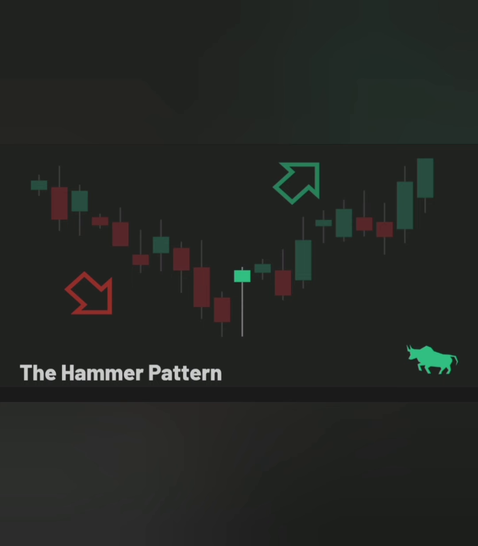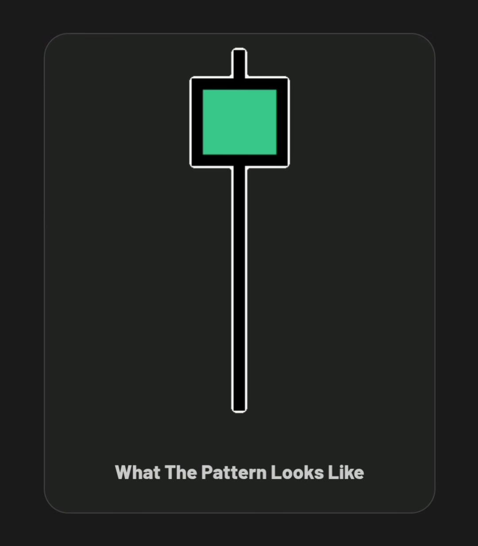The hammer candlestick pattern is a bullish reversal pattern that signifies a potential turnaround in price. It typically forms at the end of a downtrend and signals the possibility of a bullish movement starting. It's called a hammer due to its shape, which resembles a hammer with a long handle and a small head.